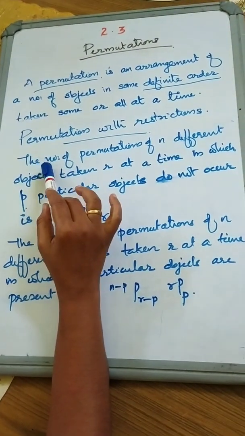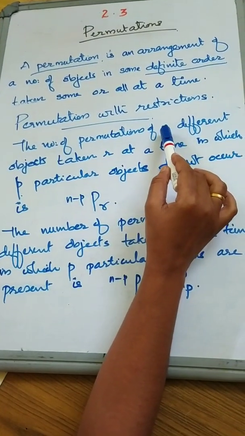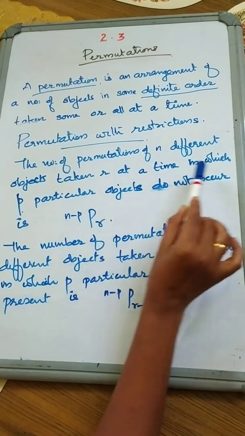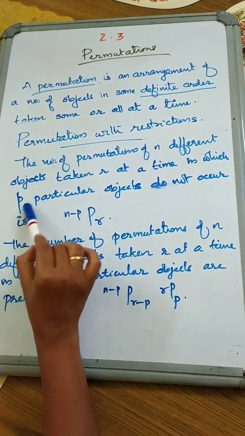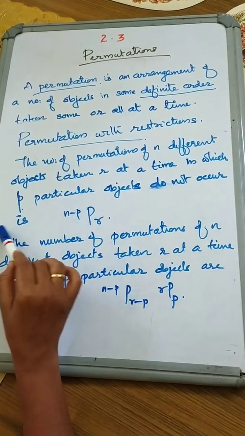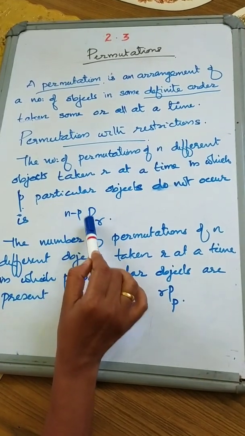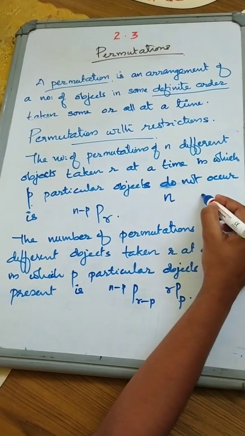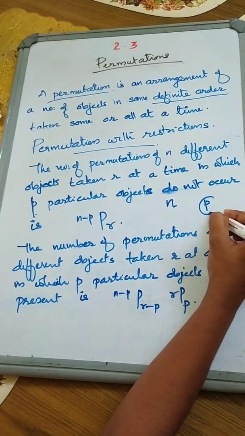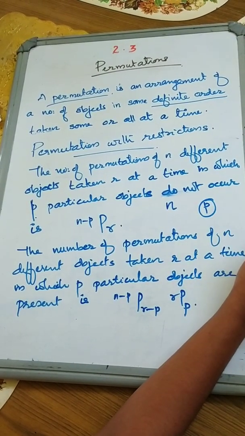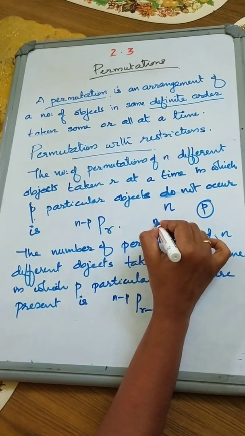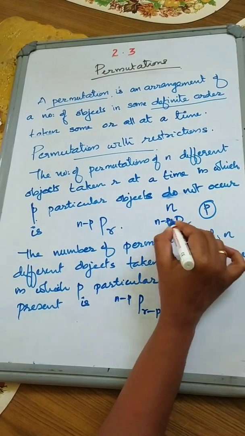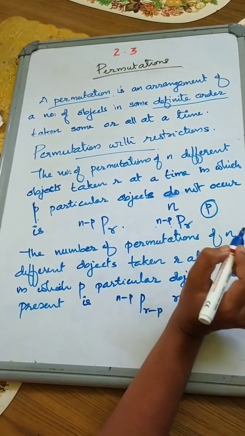So next is permutations with some restrictions. The number of permutations of n different objects taken r at a time in which p particular objects do not occur is (n minus p)Pr. So we are having n objects, among which p objects cannot occur. So we have only n minus p objects, among them we have to choose r. So this is (n minus p)Pr.